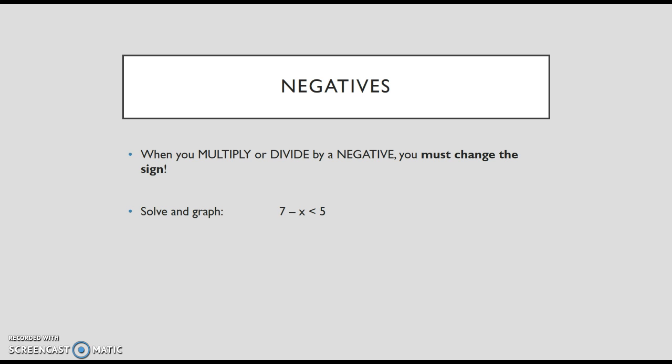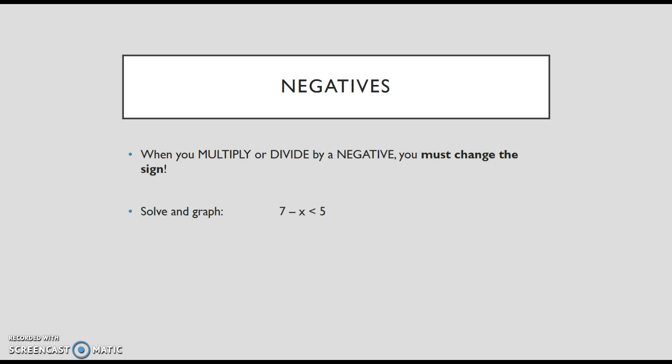All right, the only tricky part of inequalities, it's very, very similar to solving equations. You just move your variables, get them on the same side, and then isolate the variable by moving everything over. But when you multiply or divide by a negative number, you must change the sign. Every single time, this is the easiest spot to mess up when you're working with inequalities. If you multiply or divide by a negative number, you must change the sign.